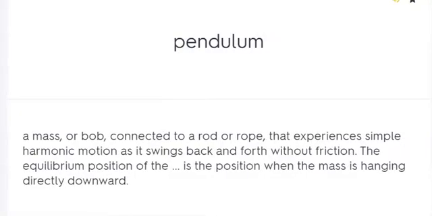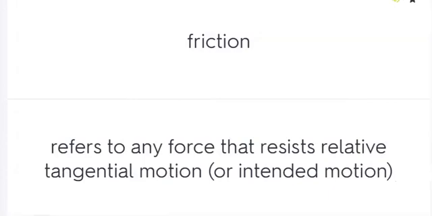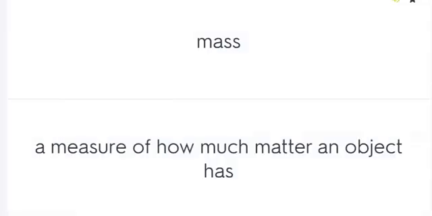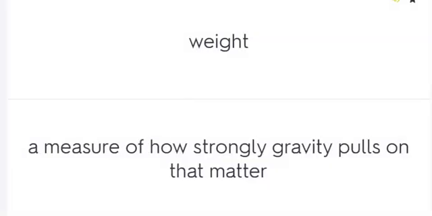Pendulum: a mass or bob connected to a rod or rope that experiences simple harmonic motion as it swings back and forth without friction. The equilibrium position of the pendulum is the position when the mass is hanging directly downward. Friction refers to any force that resists relative tangential motion. Mass: a measure of how much matter an object has. Weight: a measure of how strongly gravity pulls on that matter.